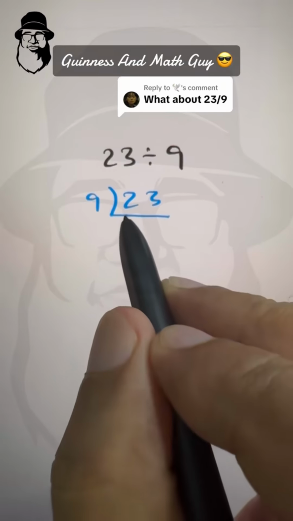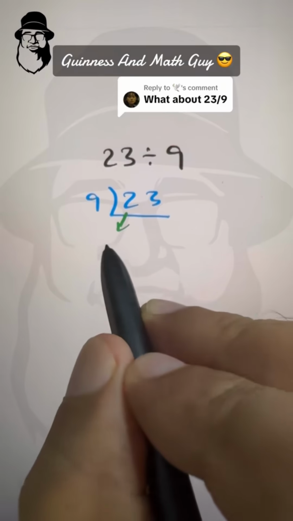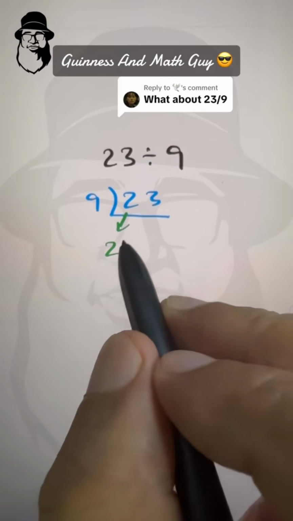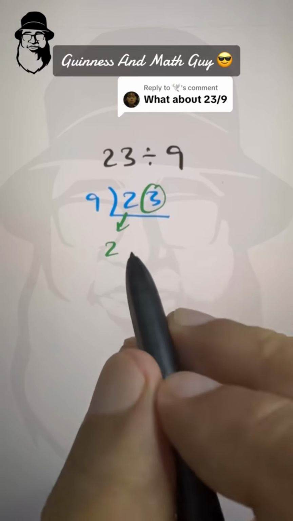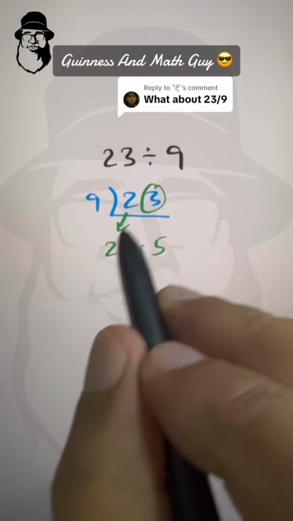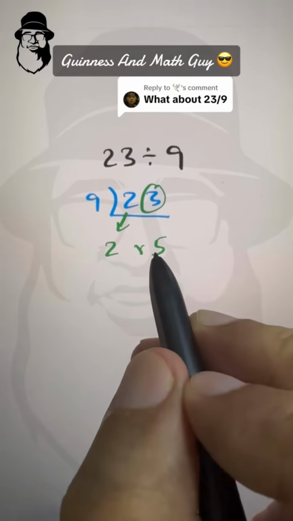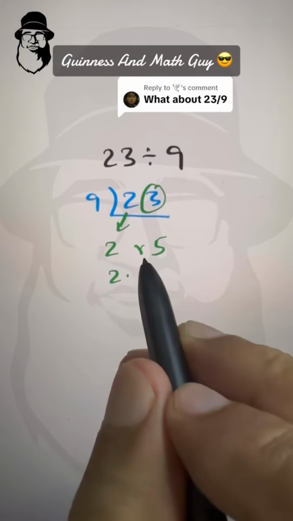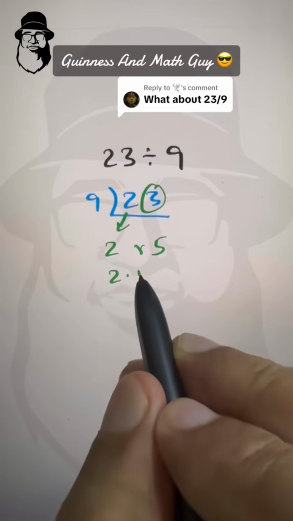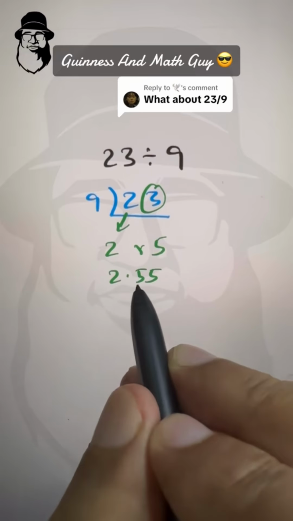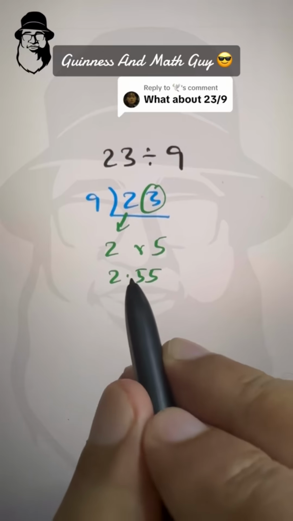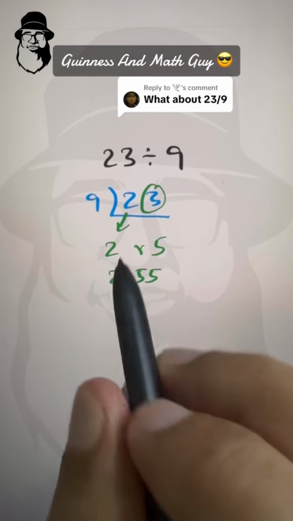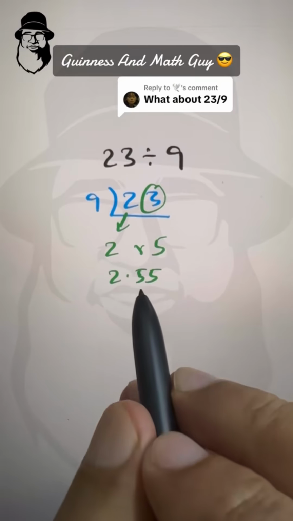Here we'll write the answer. Bring this 2. This is the first part of the answer. Then this 2 plus this 3 is 5. So the remainder is 5. The last one is your remainder. And we can say 2 remainder 5, or whatever the remainder is, you can write it after the point. It's actually repeating 5. You can write 2.55. 23 divided by 9 is 2.55.